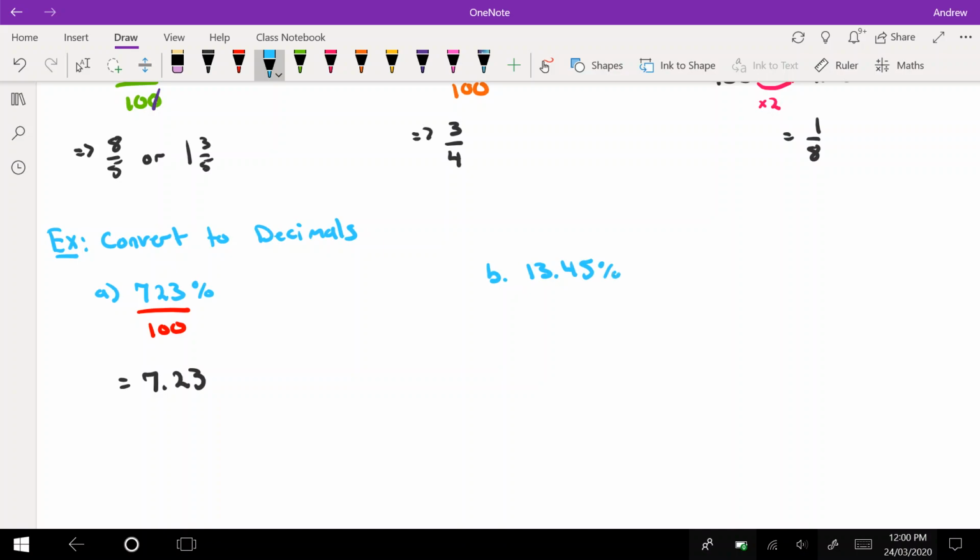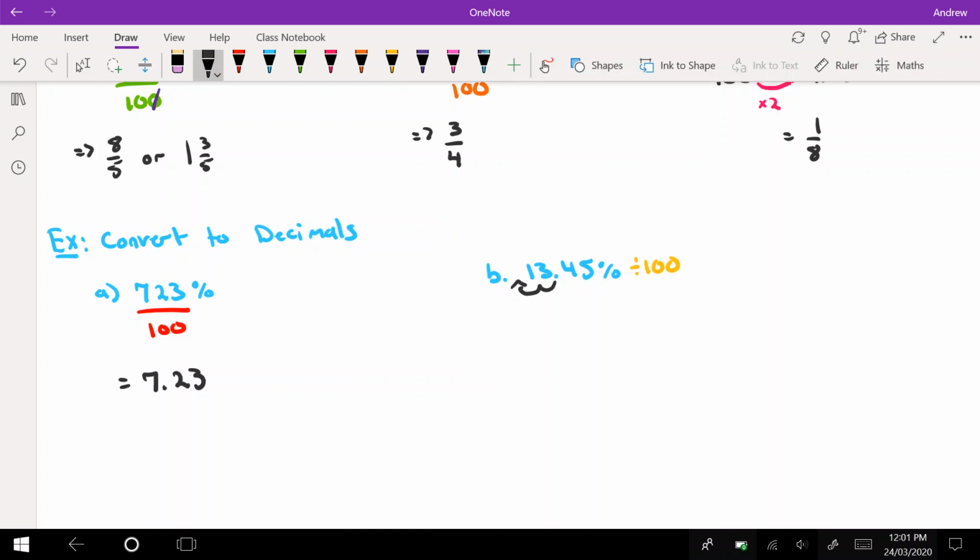13.45%. What would we do here? Convert it into a decimal. Yeah, and how do we convert a percentage to a decimal? Exactly, we divide by 100. So we're going to be dividing this by 100 as well. And when we divide by 100, what do we do to the decimal point? Move it 2 units to the left.